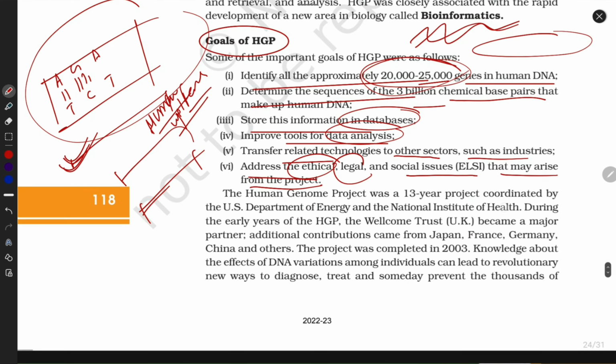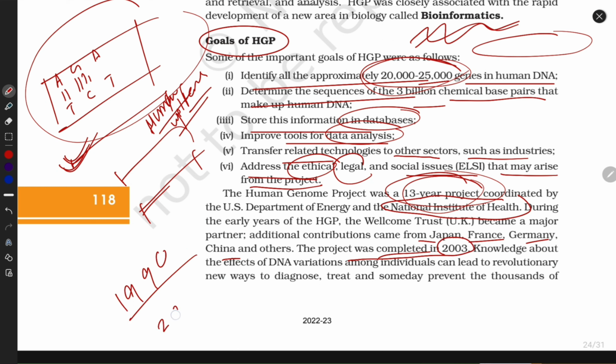Of course guys, this is not easy. Okay, 30 years it took for this project, right? In this institute, the Human Genome Project was done. Many countries supported it, partners like Japan, France, Germany, China, and others. All right, and this project was completed in 2003. All right guys, it started in this year and completed in this year.